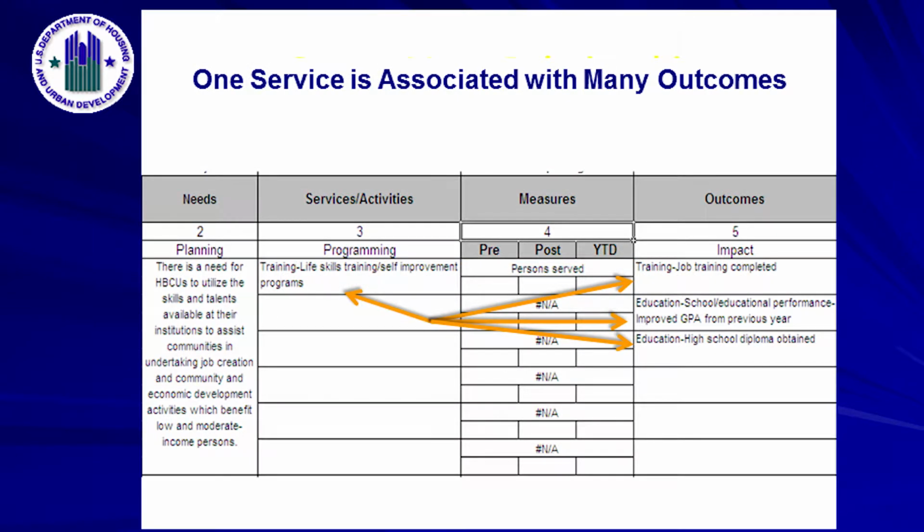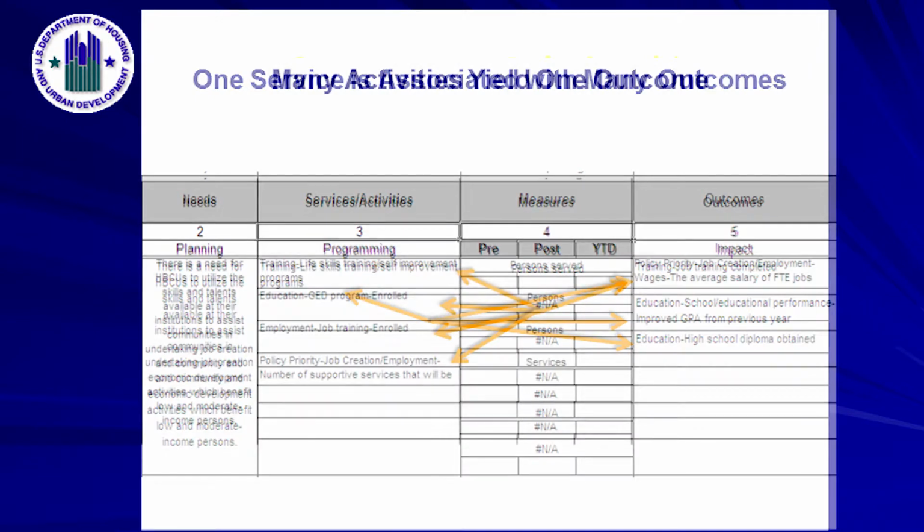Another avenue that a grantee may take in completing the eLogic Model is by listing one service with many outcomes. For example, life skills training and self-improvement programs may result in job training completion, or school, or GED.